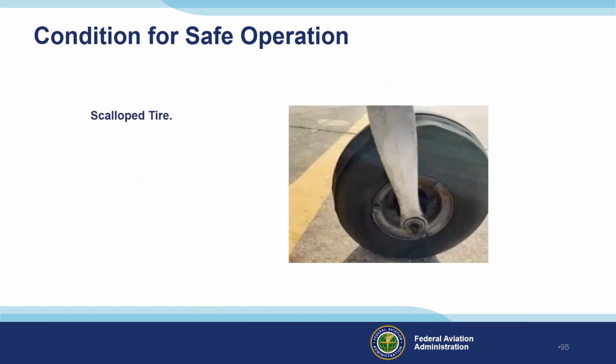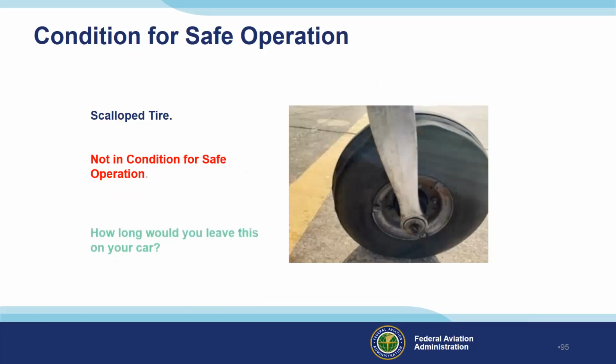So here's another one, a scallop tire. It's not in condition for safe operation. It's not even really round anymore. As far as I know, tires are supposed to be round per their type design. How long would you drive with this on your car, let alone an airplane?